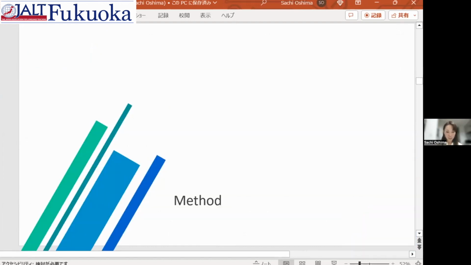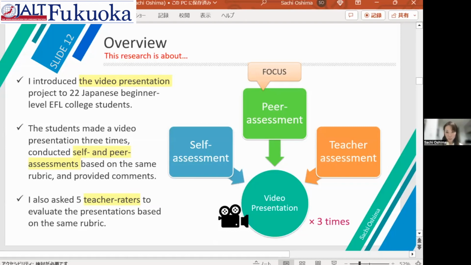Okay, so method. Some of you have already seen this one. Actually, this slide is from the Performance in Education 6 presentations. I let my students make a video presentation 3 times. Then based on the same rubric, I let my students self-assess and peer assess, and I also invited 5 teacher raters later and compared how the teacher raters evaluated their performance, similarly or differently from the students' self and peer assessment. Today's focus is the impact of the peer assessment.